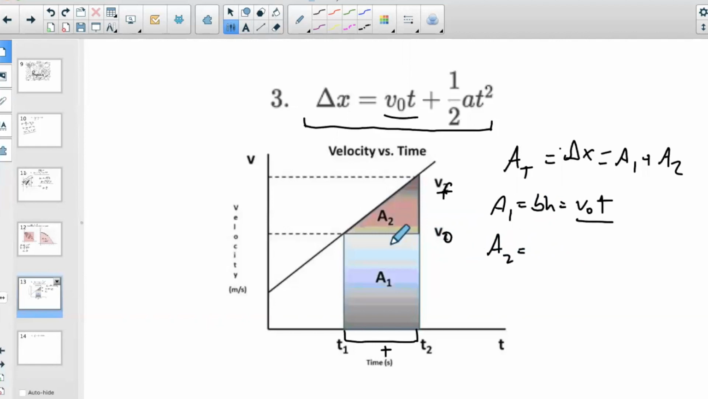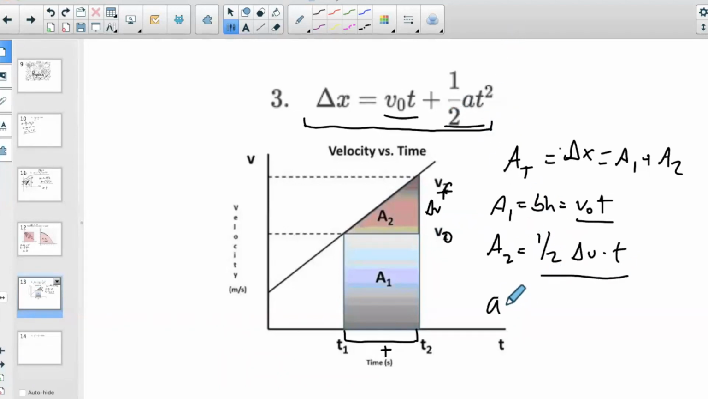Second area is a triangle. So it's equal to 1/2. So this height is VF minus V naught. So let's call it delta V times T. It's the same, base times height. So some of you might be looking at me funny. It's like, hey, this does not look like that. So let's make it look like that actually.